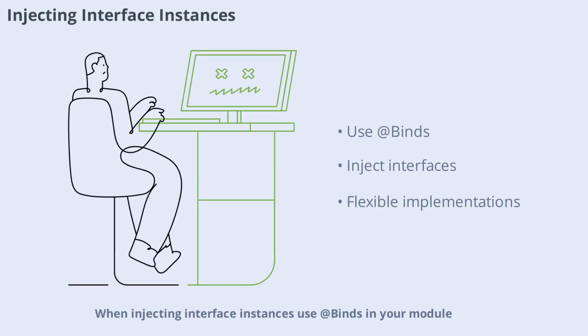To inject interface instances, use @Binds in your module. This annotation allows you to specify which implementation should be used for a given interface. By defining abstract methods and annotating them with @Binds, you make interfaces injectable and flexible. This approach is particularly useful for testing and swapping implementations without changing your codebase.